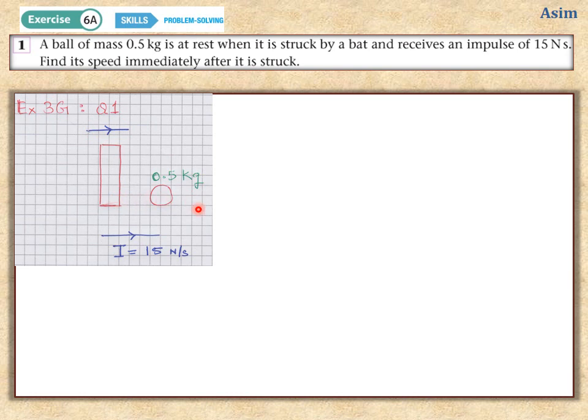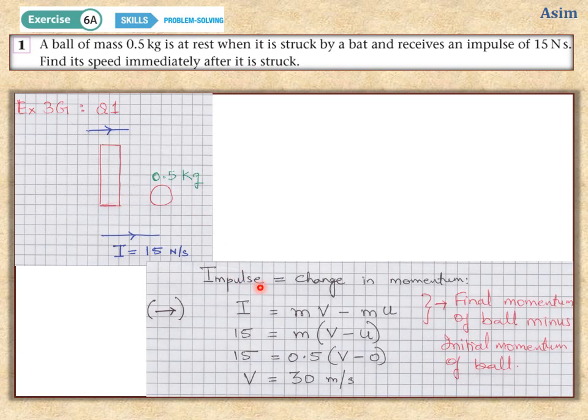Let us make an equation now. You see, impulse is change in momentum. So it's mv minus mu, final momentum minus initial momentum. Remember, when we talk about final momentum minus initial momentum, it is the same object. You can say final momentum of ball minus initial momentum of ball. It should be ball and ball. Don't take two different objects, please. You can take final momentum of bat minus initial momentum of bat. So it has to be from the same object.